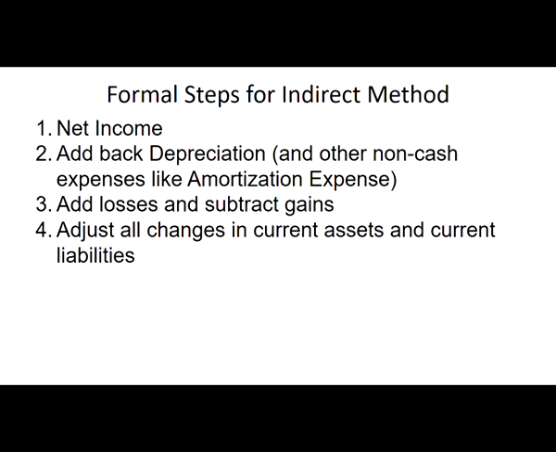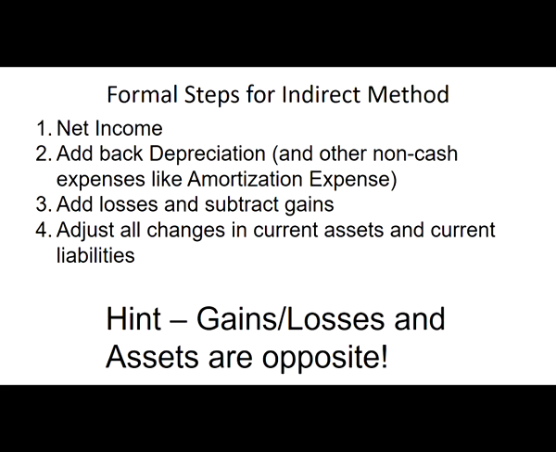And then our fourth step is to adjust for changes in current assets and current liabilities. More explicitly, gains and losses are opposite. That's essentially what this says. We're going to add back losses, which is the opposite, and subtract gains, which we don't normally do. And assets are opposite, which I will talk through when we get to step 4. Now, one statement I want to make before we move forward.